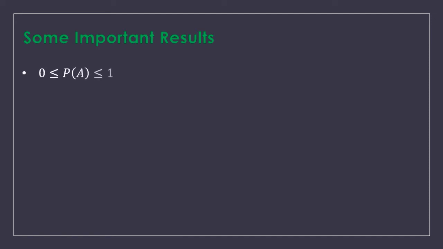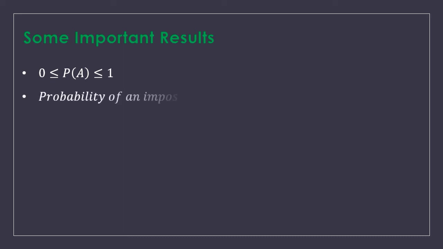The first result is that the probability of happening of any event, let us take event A, always lies between 0 and 1. Why? Because 0 is the minimum amount of probability and 1 is the maximum amount of probability, and any event lies between these two values. So the probability of any event can be 0 or 1 or something in between. It cannot be negative, it cannot be more than 1.